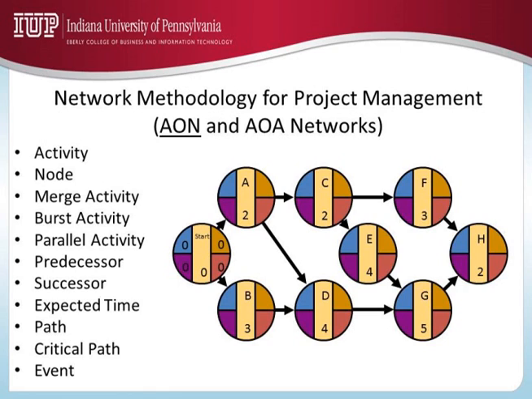Activity is each one of these, A, B, C, D, so on. Nodes are circles. Arrows are arcs. That is why this methodology is known as activity on node, AON. So activity A is on this node. Node is the circle. Activity B is on this particular node. C is on this, so on.